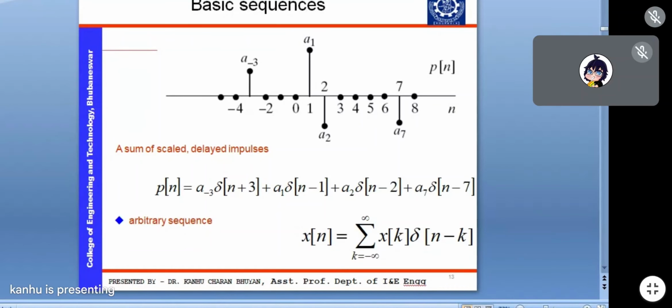Have you written? Yes, sir. 4 delta[n + 3] + 2 delta[n + 2] - delta[n + 1] + delta[n] + 3 delta[n - 1] + 2 delta[n - 2] + delta[n - 3] + 5 delta[n - 4].